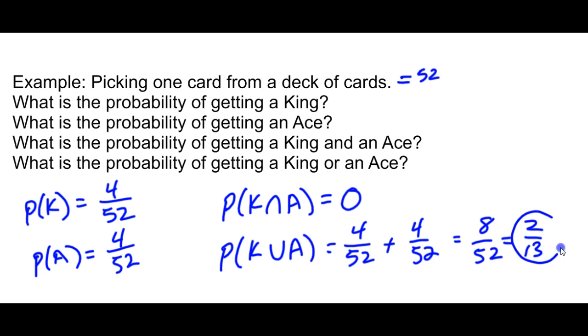So again, the reason we're using mutually exclusive is because we're picking one card out. There's no way of picking both of them out. So we're going to add the two probabilities together, right? This is the probability for a king, and this is the probability for an ace. Together, we have a 2 out of 13 chance of getting that.